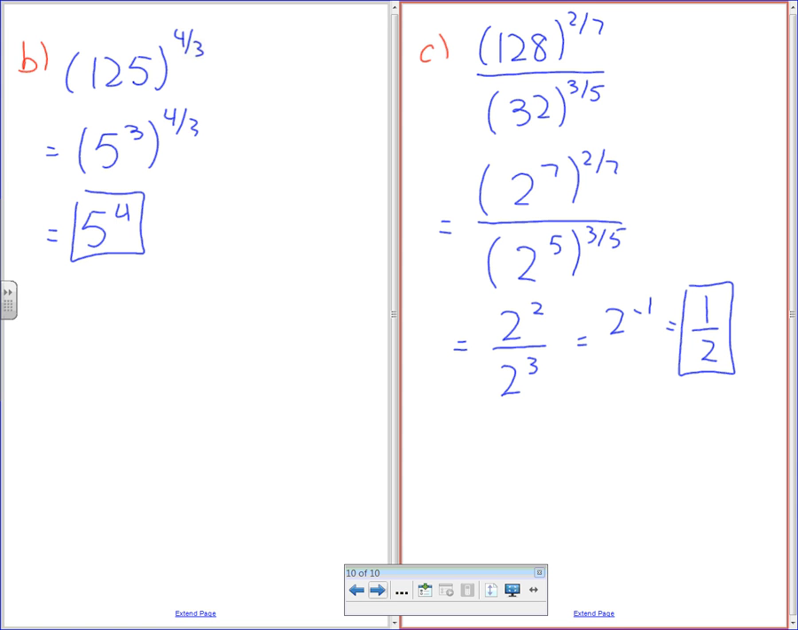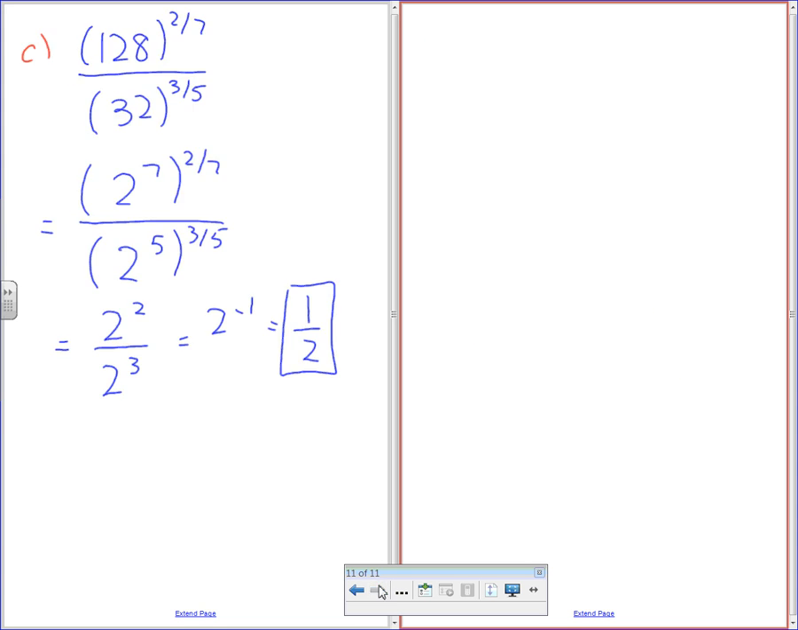But no, you want to leave your power rules in there, right? That's what I'm going to leave. Just leave it in exponential form, right? So you could do that if you want to, but I want to use power rules if I can here. Okay? All right, let's go here.